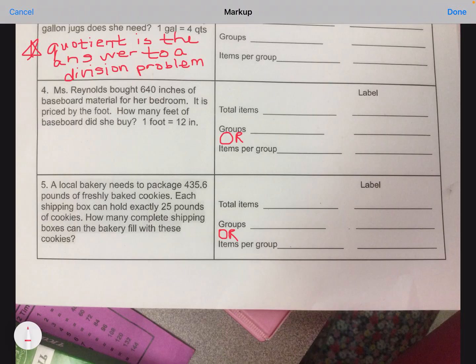Hi, sixth graders. This is Ms. Reynolds, and a lot of y'all had questions today about the word problems we've been doing. So let's just have a quick review.